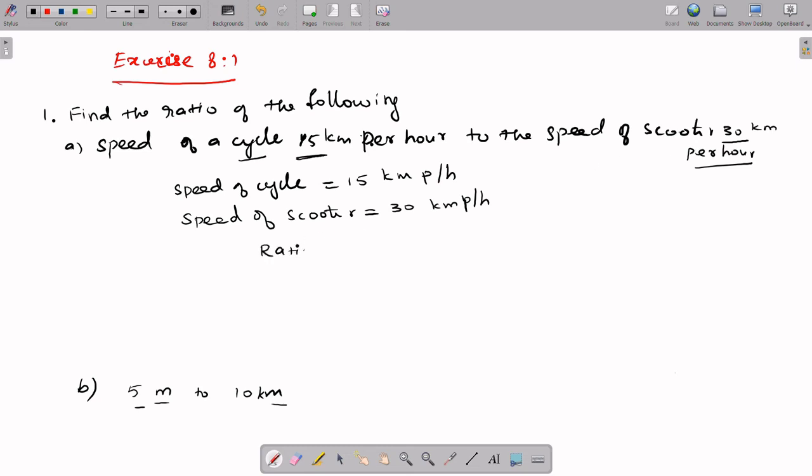Ratio will be equal to first cycle, divided by scooter. That will be equal to, here you have 3 times 5 is equal to 15 and 6 times 5 is equal to 30, and here you have 1 times and this is 2 times, so 1 by 2. Or you can write ratio will be equal to 1:2. This is the way you can write the ratio.